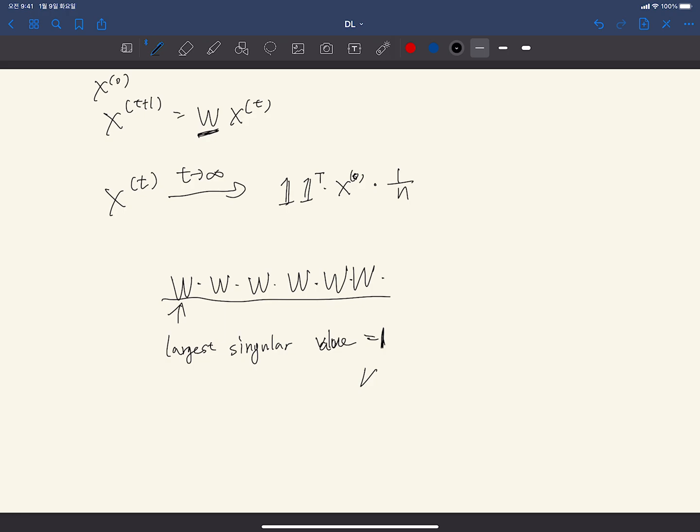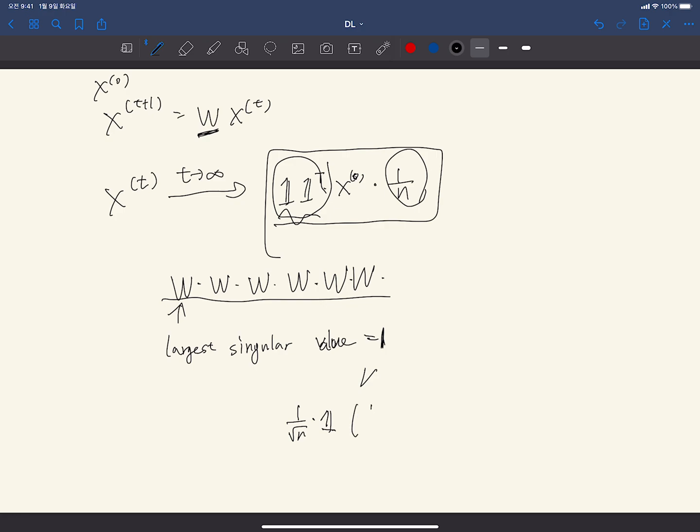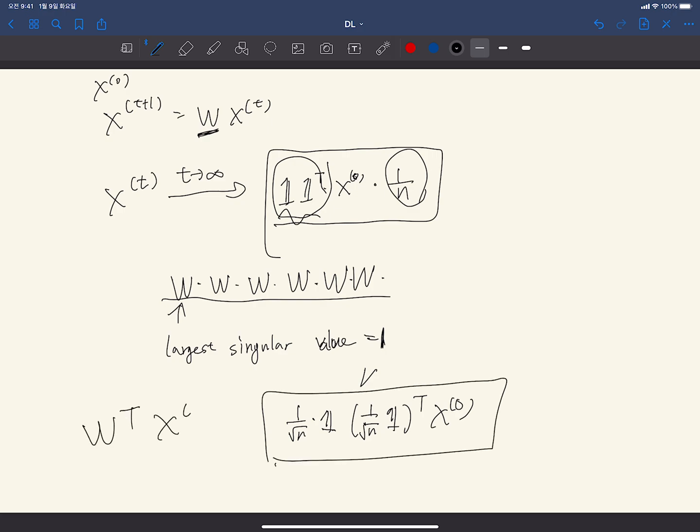So when you do this matrix multiplication infinitely many times, your vector will converge to here. And since the matrix 1 times 1 transpose has singular value n, you have to normalize by 1 over n. Essentially the true normalized singular vector is 1 over square root n times the all-ones vector. This is the solution when t goes to infinity.